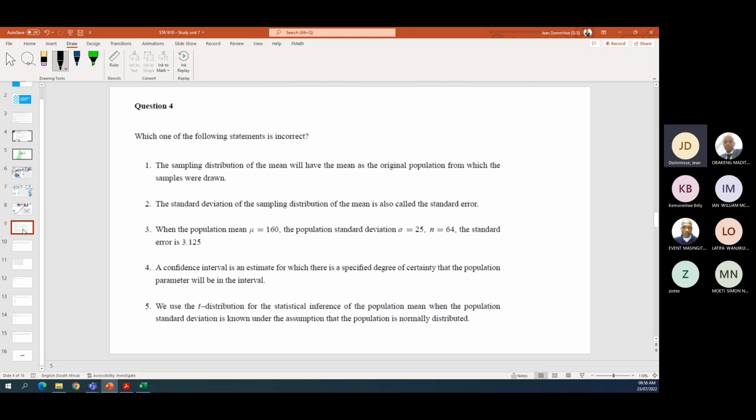Then, as always, some definitions. So let's look through them to see if there's anything in here that you need to know, what is wrong and how to identify it. So which of the following statements is incorrect?